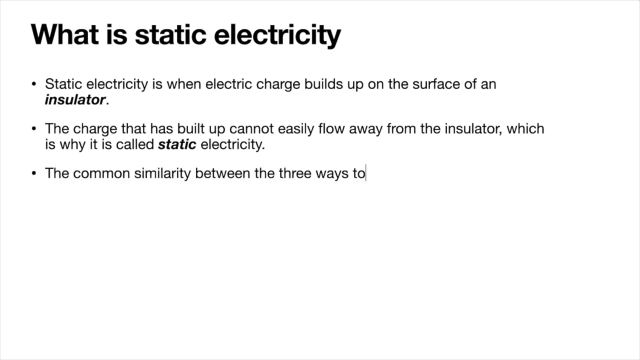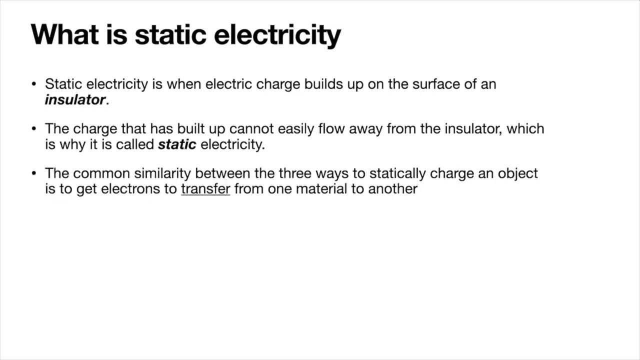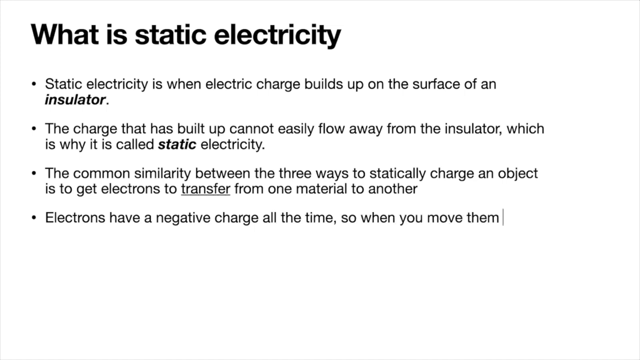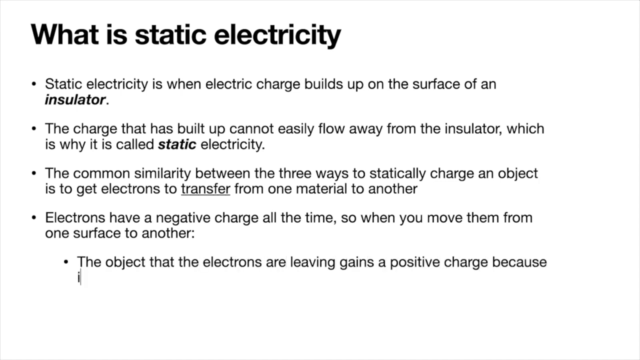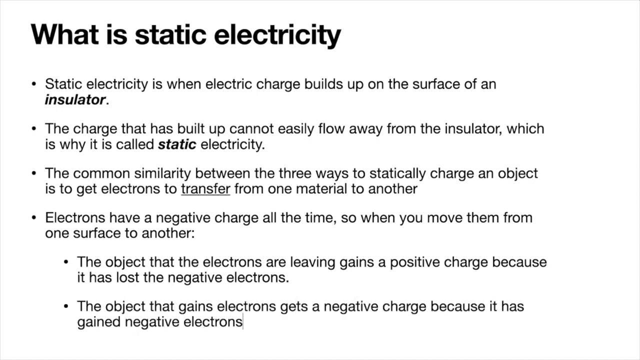The common similarity between the 3 ways to statically charge an object is to get electrons to transfer from one material to another. Electrons have negative charge all of the time, so when you move them from one surface to another, the object that the electrons are leaving gains a positive charge because it has lost the negative electrons. The object that gains electrons gets a negative charge because it has gained the negative electrons.